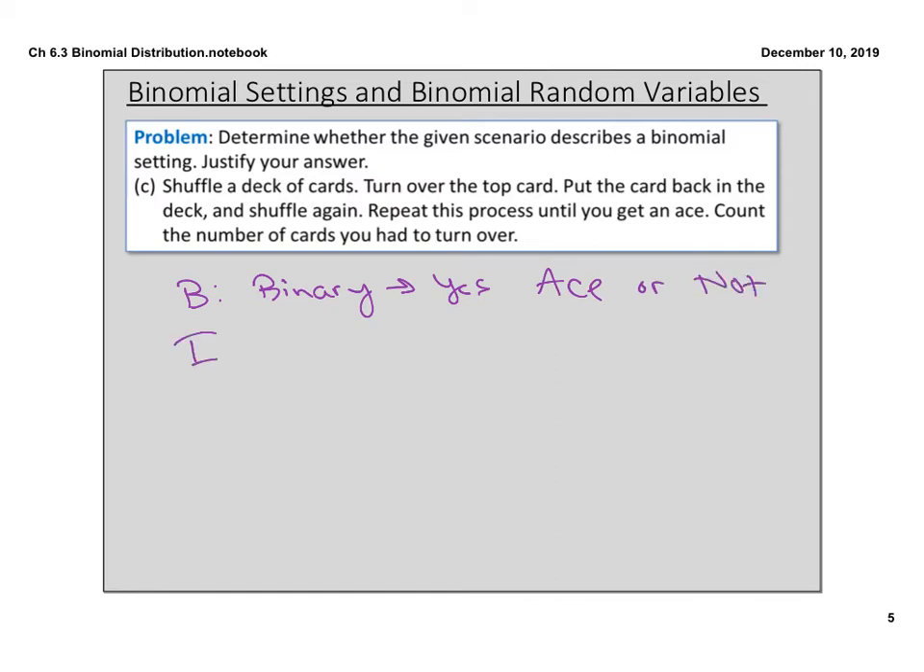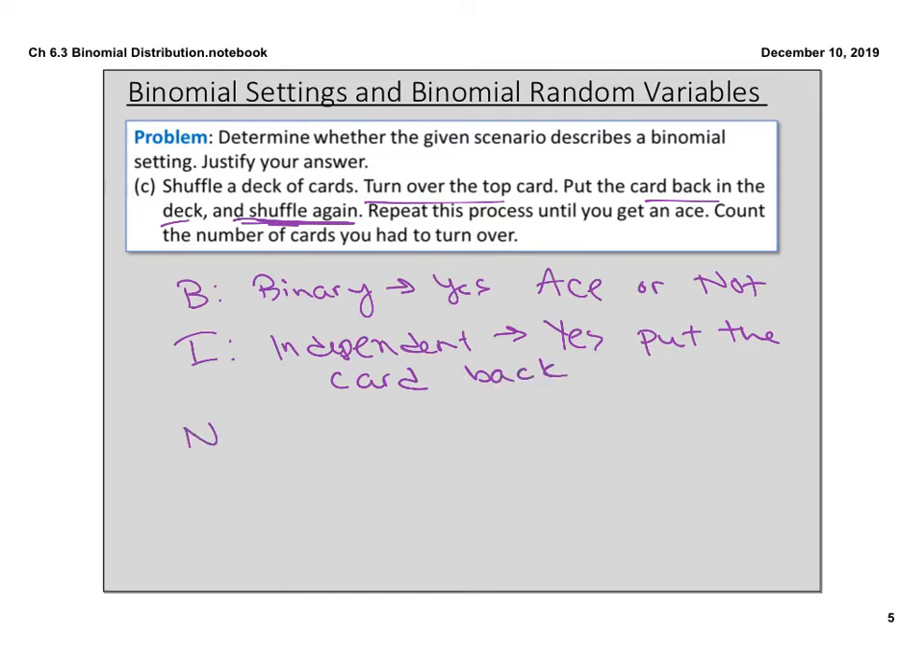Now, here's where it's different. You're going to turn over the top card, put the card back in, and shuffle again. So these ones are independent. Yes. That is a yes there. And that's because you put the card back. So that's good.